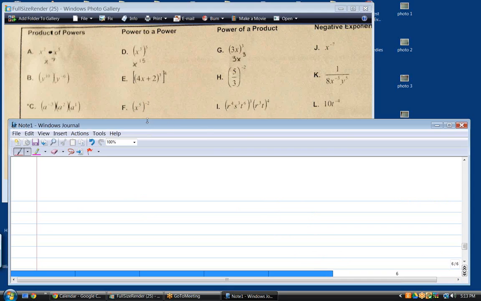Okay, on F, what's F going to be? X to the negative 10th. You got it. How about I?